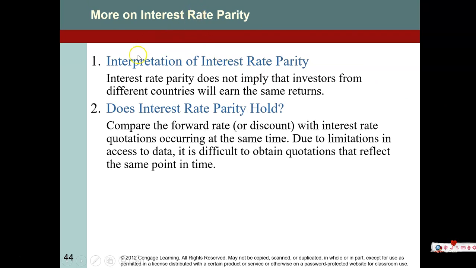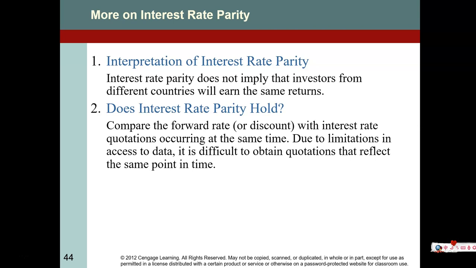More on interest rate parity. Interpretation of interest rate parity. Interest rate parity does not imply that investors from different countries will earn the same returns. Okay, for the two countries, they could still have different interest rates. So, for example, UK investors and US investors could have different interest rates.